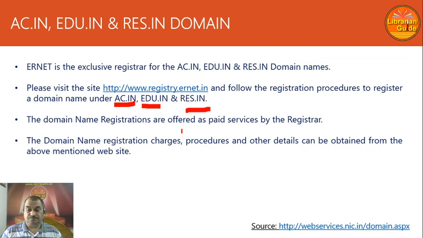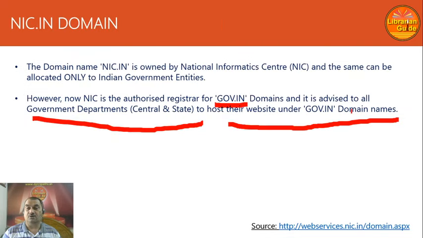And it is advised to all government departments, central and state, to host their website under the gov.in domain name. You might have seen that all the government websites and government institutions have websites with the gov.in domain. So you can go to the website registry.gov.in, and you can get the details and also check the availability.